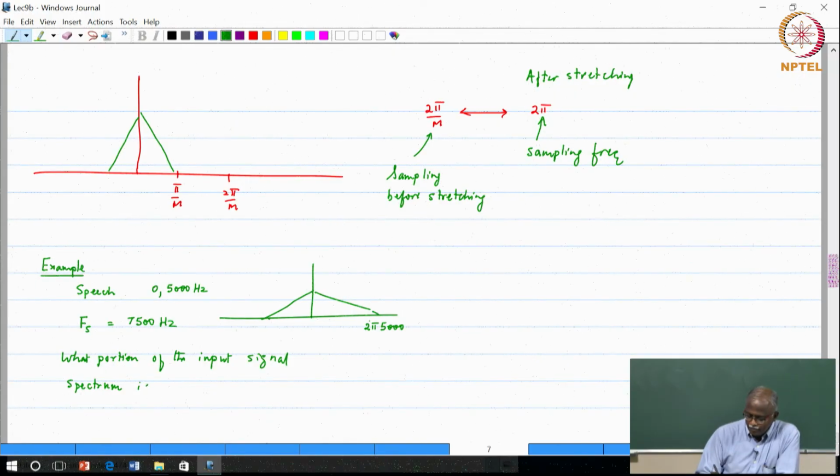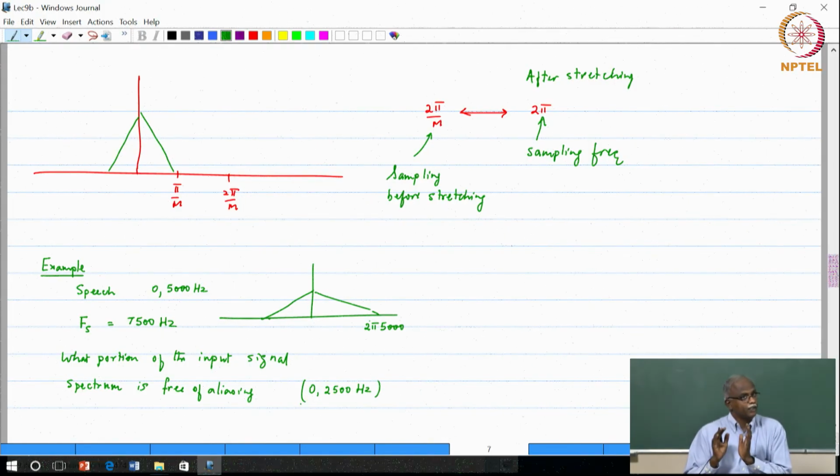Maybe you are seeing it right away, but please do draw it and make sure that you are comfortable with it. And you should find that the answer comes out to be 0 to 2500 hertz is the portion of the spectrum that is free of aliasing.